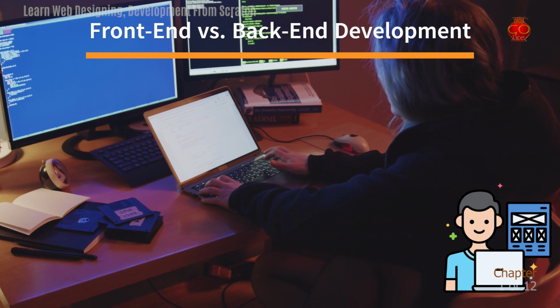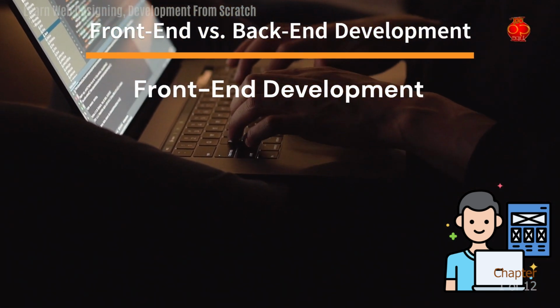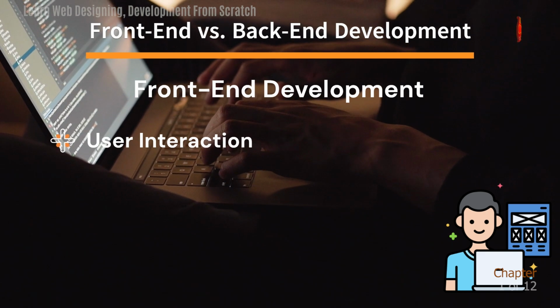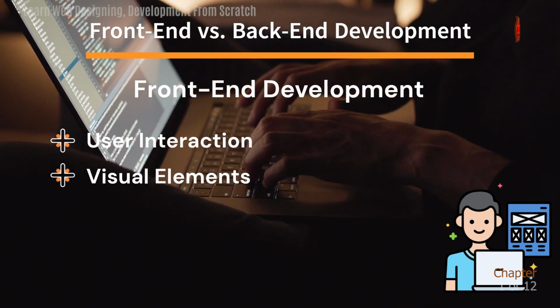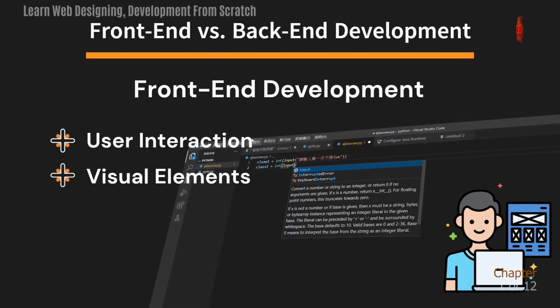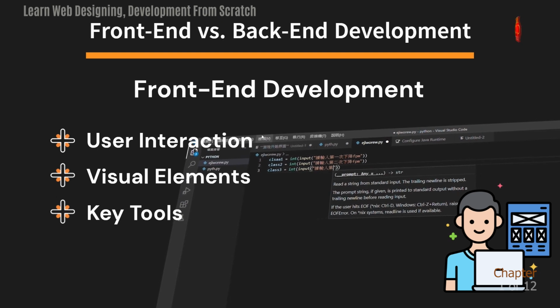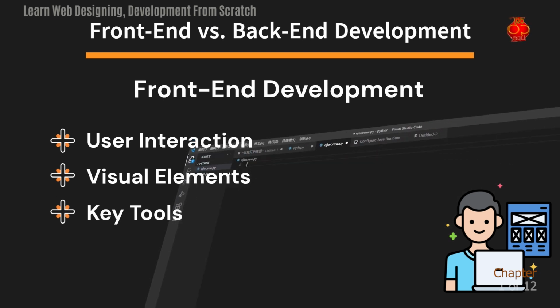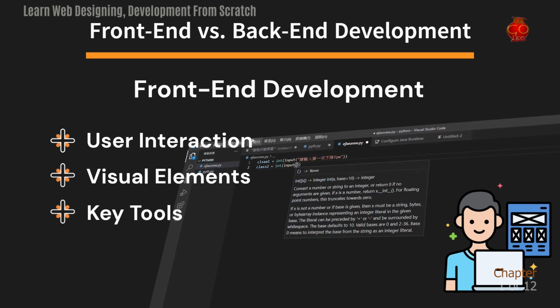Front-end development. Front-end development is like decorating the inside of a house. It focuses on what users see and interact with on a website. This includes the layout, design, colors, fonts, buttons, and other visual elements. Front-end developers use tools like HTML to structure content, CSS to style it, and JavaScript to add interactive features.